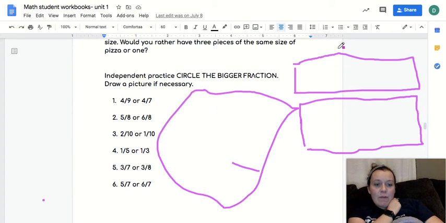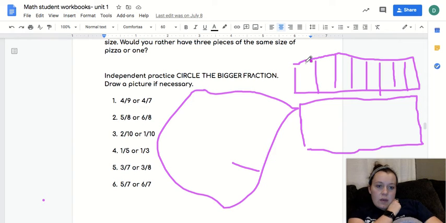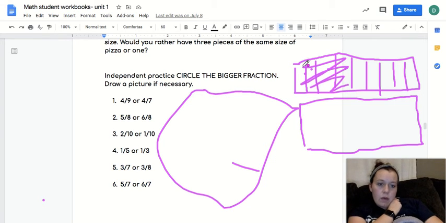Okay, so I'm going to do 4/9. So I'm going to go 1, 2, 3, 4, 5, 6, 7, 8, 9. Then I have 4 of those. I have 1, 2, 3, 4. So this is the fraction 4/9.